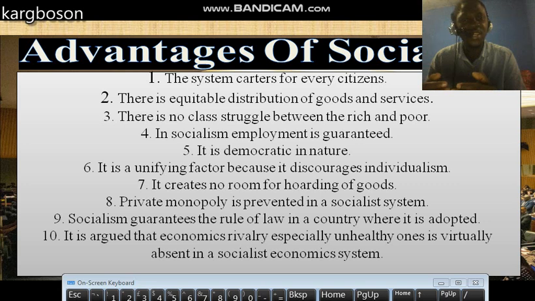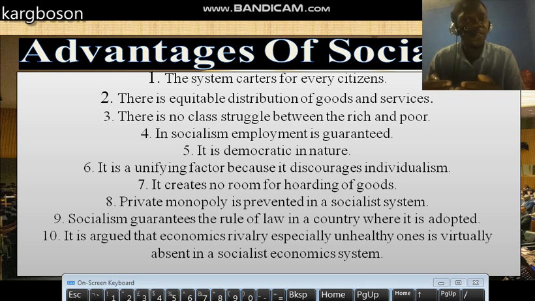Then of course it does not create room for hoarding of goods, because in as much as the production of these goods and services are not owned and controlled by private individuals, the state has to ensure that these goods and services are distributed to everybody. But in a capitalist state, in order for the capitalists to increase the prices of goods and services, they can even create artificial scarcity by hoarding goods. So hoarding of goods is more common in capitalism, but in socialism we don't have hoarding of goods.